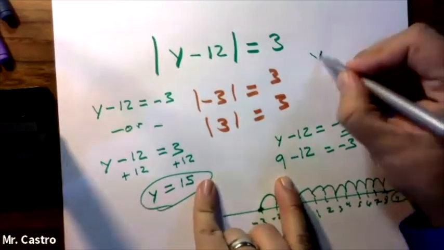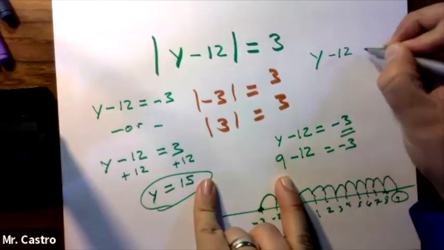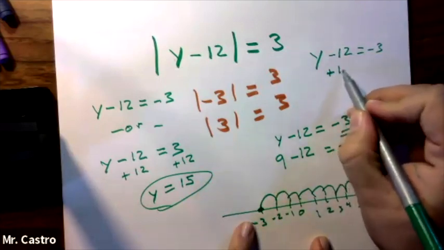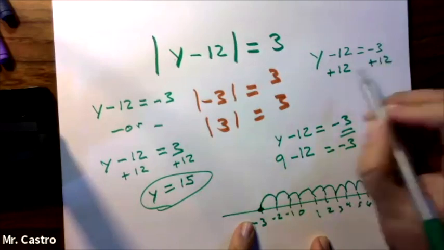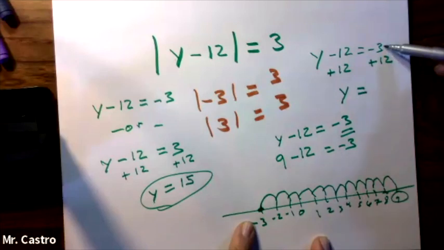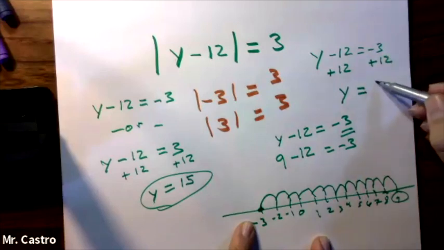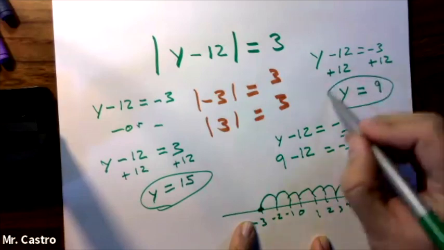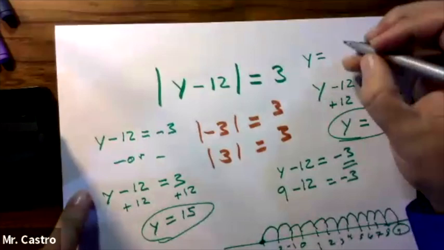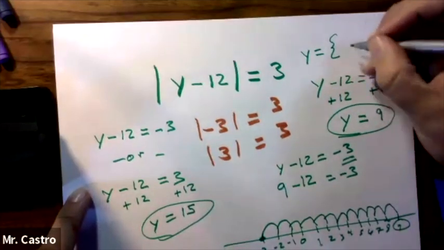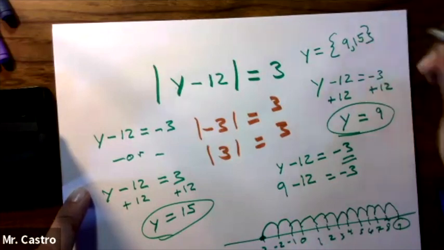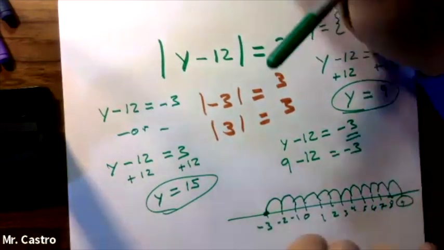Now, the other way algebraically that I can work that out is if I add the number 12 to both sides. Negative 12 plus 12 here leaves me with y. Negative 3 plus 12 is positive 9. So here we have y is equal to, and we'll use the squiggly brackets here, 9 comma 15. All right, good job.